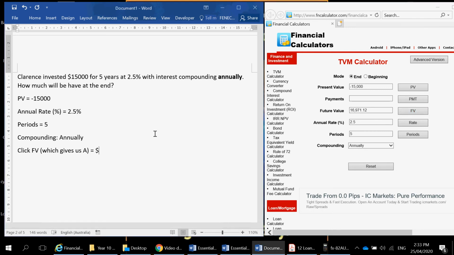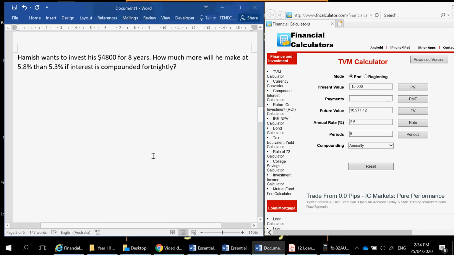Clarence, after 5 years at 2.5%, will have $16,971.12. That's the end of the story, guys. That's how much money he'll have at the end of his journey. That's example 1. Example 2.